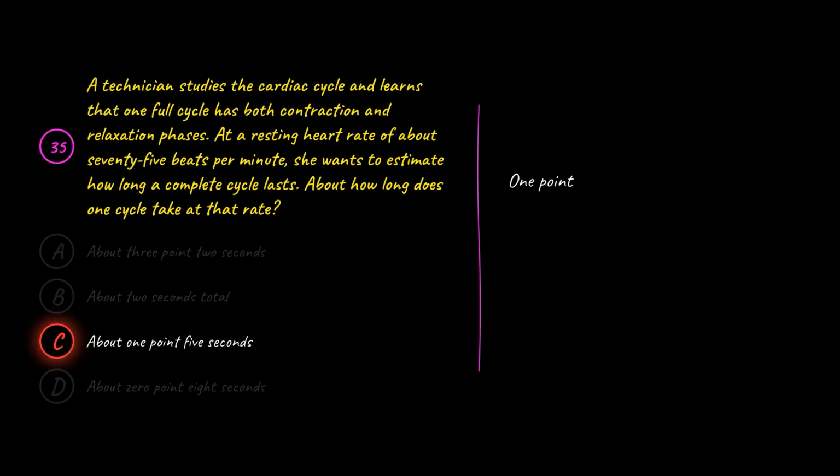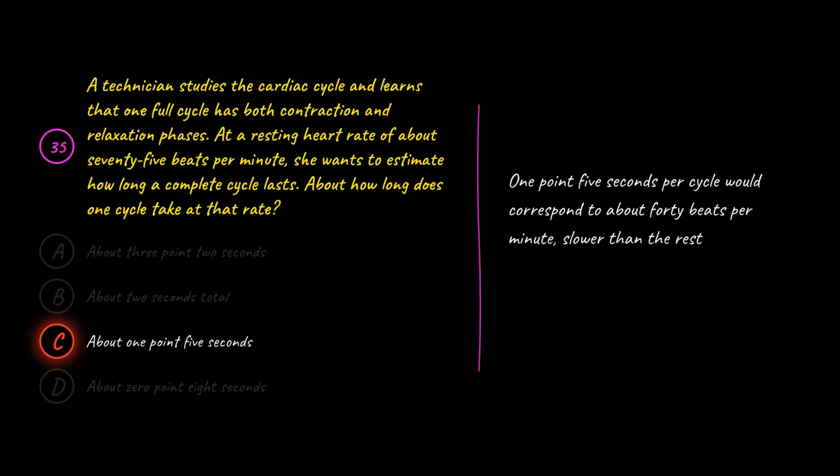C is wrong because 1.5 seconds per cycle would correspond to about 40 beats per minute, slower than the resting rate described. Cycle length and heart rate are inverse, and this option mismatches them.